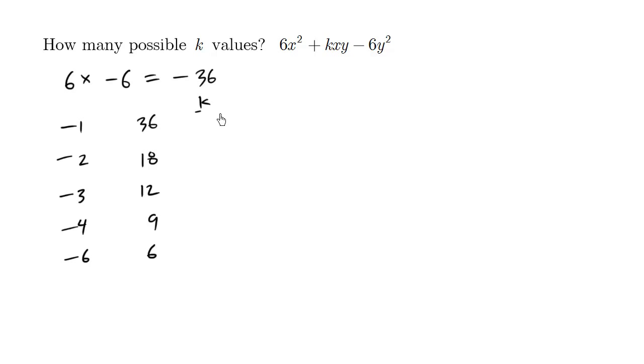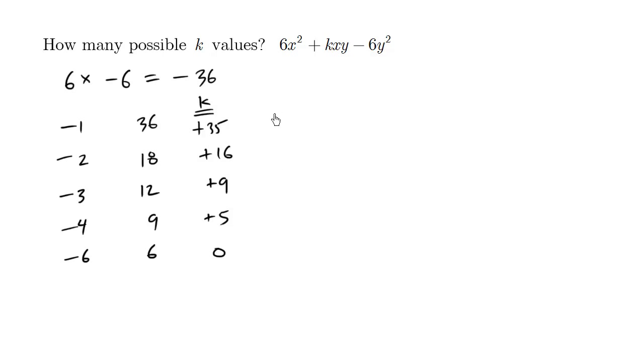And what is the k-value? The k-value, the coefficient of the middle term, is formed by adding these. So what we end up having here is k would be +35. And then -2 plus 18 would be +16. And -3 plus 12 would be +9. And 9 minus 4 is +5. And then 6 minus 6 would be 0. So when we add these two numbers, we get 0 as a k-value. So we already have 1, 2, 3, 4, 5 different k-values.